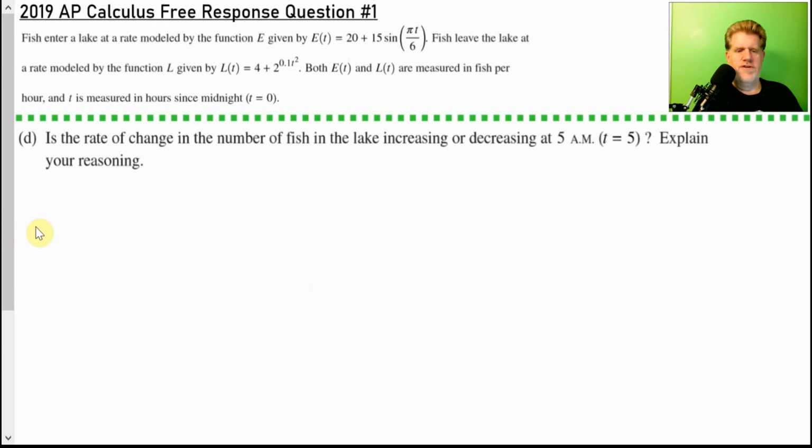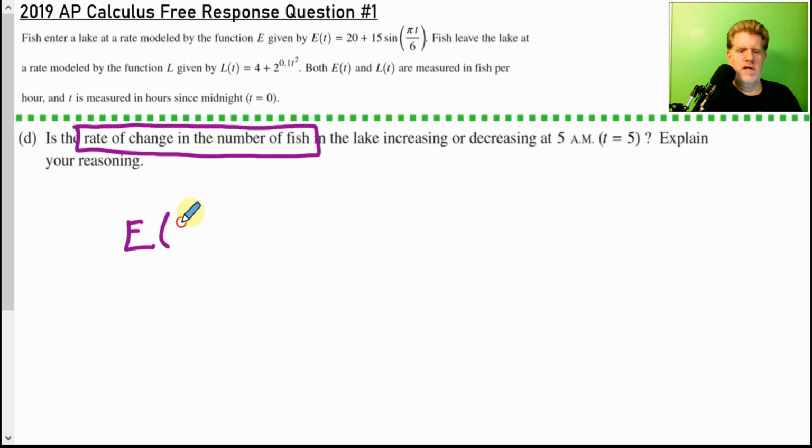All right, part D. Is the rate of change in the number of fish in the lake increasing or decreasing at 5 a.m.? So be careful of all the words. What is the rate of change in the number of fish? I mean, that's given to us. We know the rate entering is given by the function of E, and the rate leaving is given by the function of L. That's the rate of change in the number of fish.